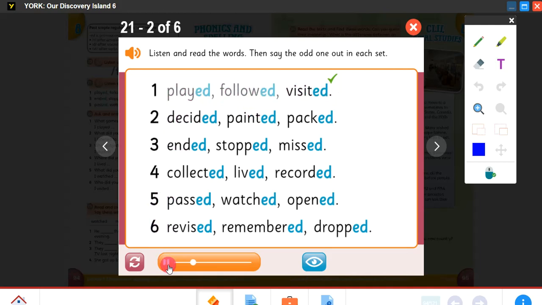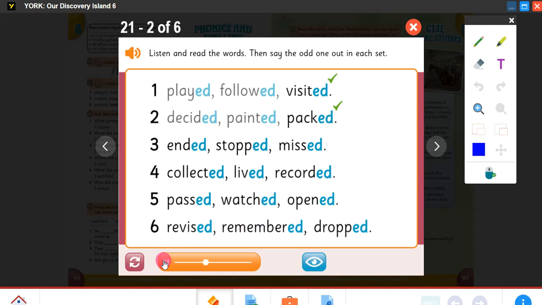Number 2: decided, painted, packed. Okay, decided, painted, and packed. These two are the id sound, while packed is the different one, which is the t sound. Then you have number 3. Let's listen to number 3.